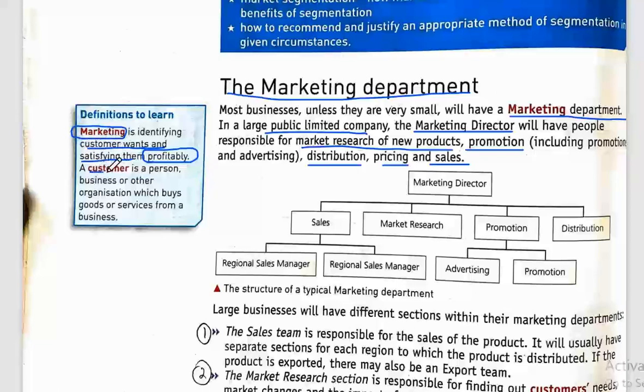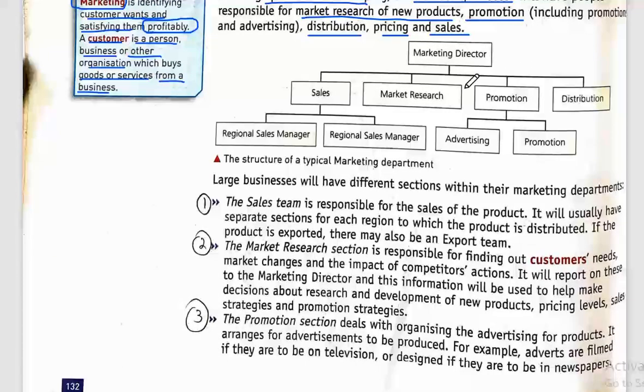So who is a customer? A customer is a person, a business, or other organization which buys the goods and services from the business. Here we have a structure of a typical marketing department. If there is a marketing department, this organizational chart is the typical structure of this department, starting with the marketing director.